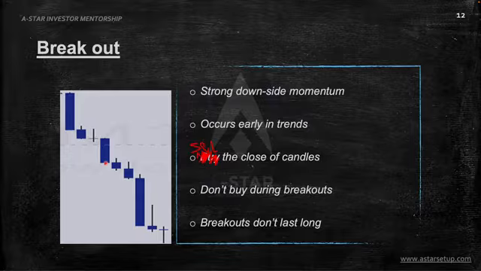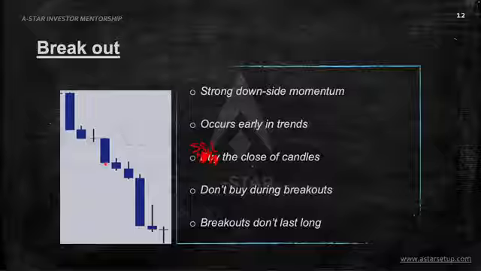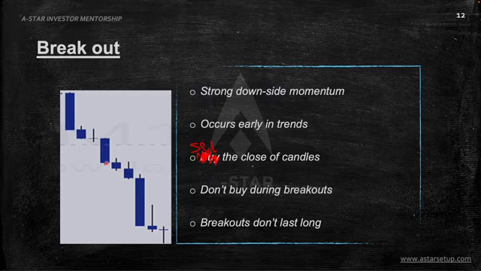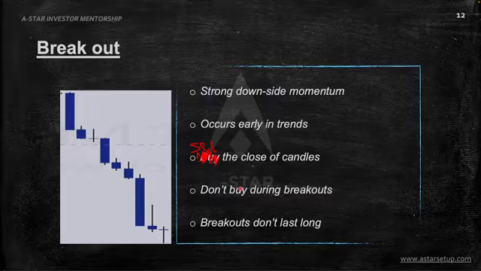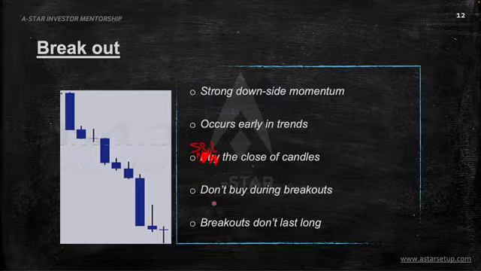Essentially, when the body of the candle ends up closing real close to the low of that candle, it shows that there's a lot of sell volume in that candle and price is likely to continue lower. So you want to look to sell at that same price if you can get it. You do not want to buy during bear breakouts, and bear breakouts don't last very long.